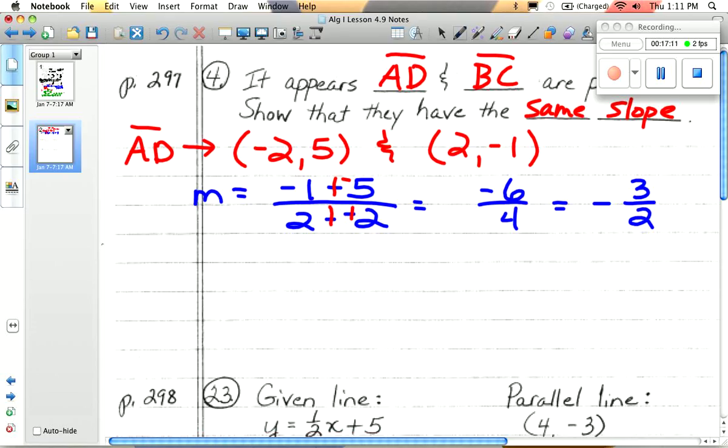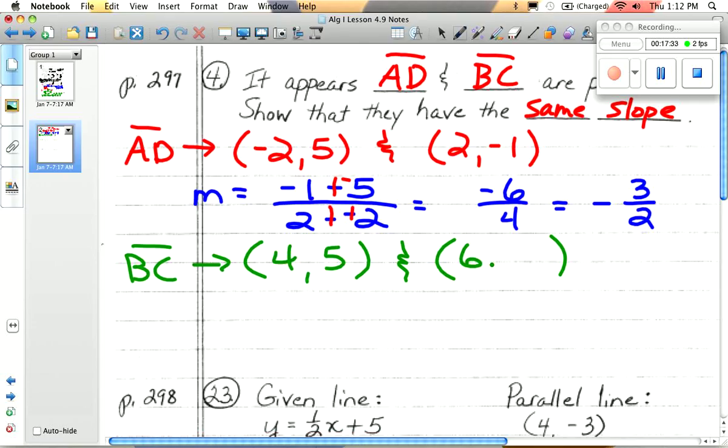Okay. So now, if these sides are parallel, what should happen when we do side BC? Should have that same slope, shouldn't it? Okay, so let's do line segment BC. What are its ordered pairs that we can work with from that one? 4 and 5. 6 and 2. Okay, go ahead and find the slope of that one now. You know how. We've been doing this for a while.